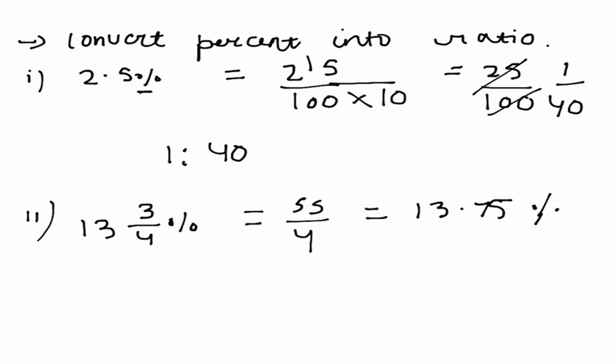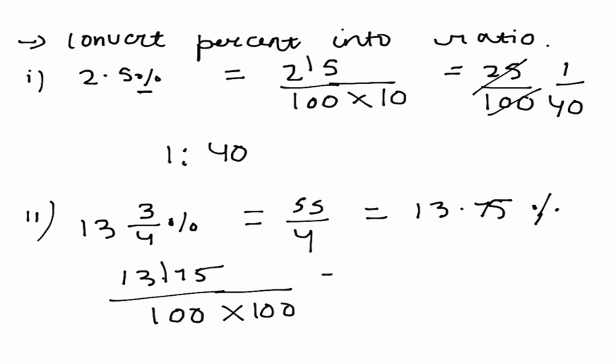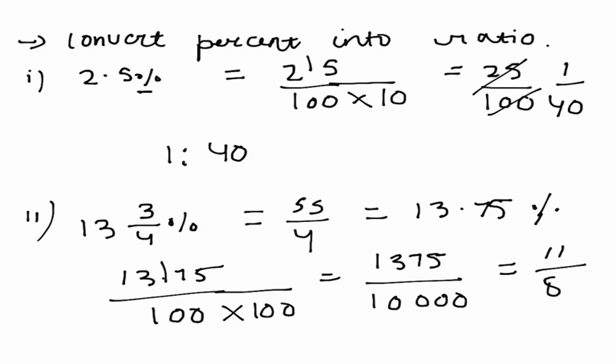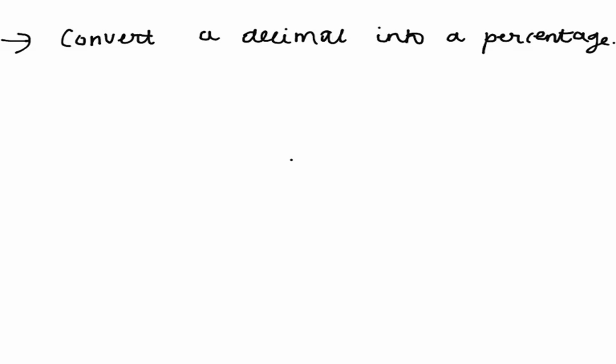Now we already know how to convert a percentage into a fraction. So 13.75 divided by 100. Now we will remove this decimal and put 100 in the denominator. So we have 1375, and in the denominator we have 10,000. Now we will convert it into the simplest form. We will get 11 by 80. Till now everybody knows how to convert a given fraction into the simplest form. And we can write it in the ratio form as 11:80. Now we have to convert a decimal into a percentage.